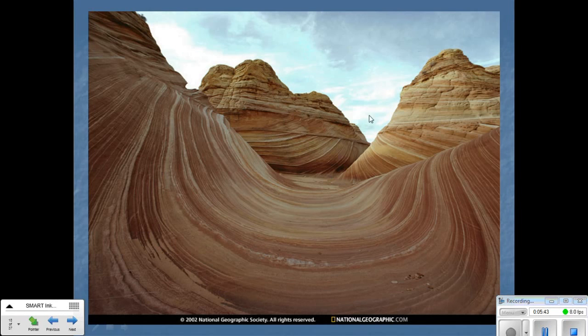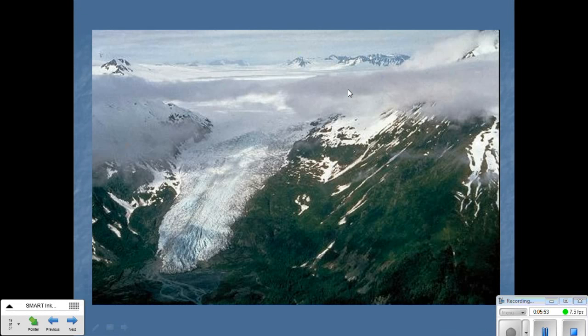Getting the wearing away looks like this. It's also going to be physical. Same thing with erosion or wind. And this little thing right here is a glacier.